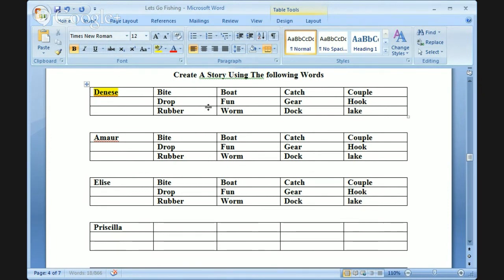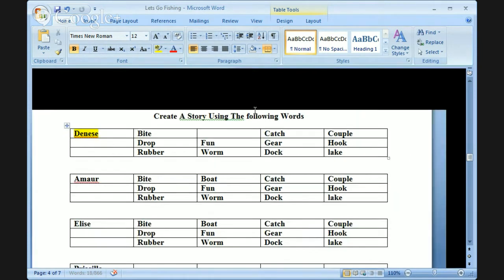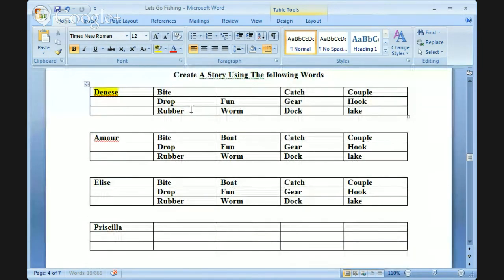There were people into the boat. They were fishing. They used rubber worms and put into the hook. They caught many fishes. The fishes bite the hook.